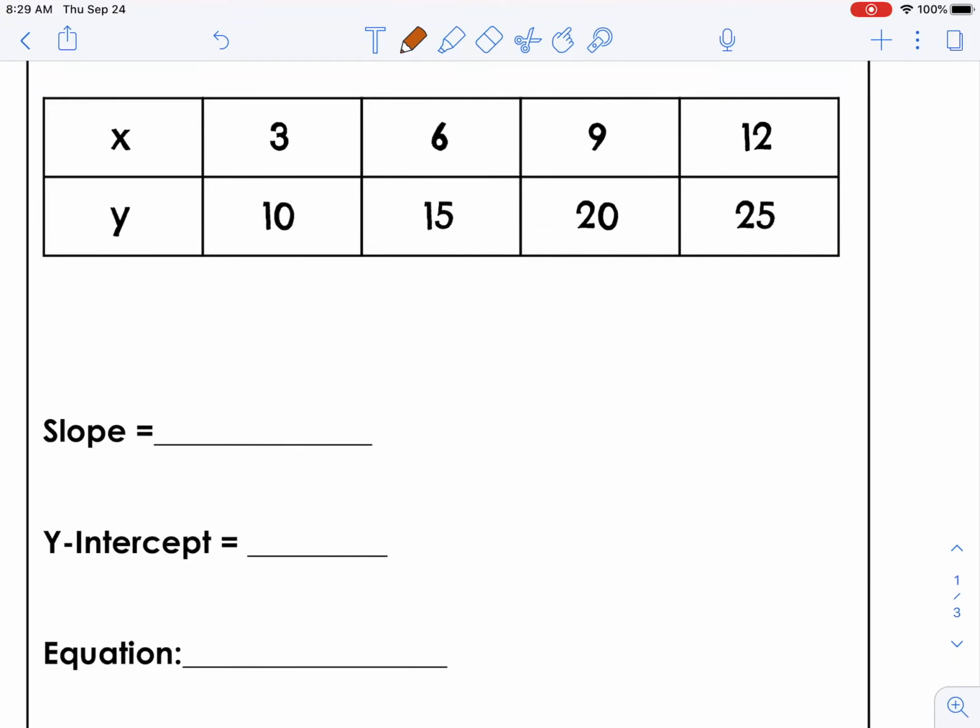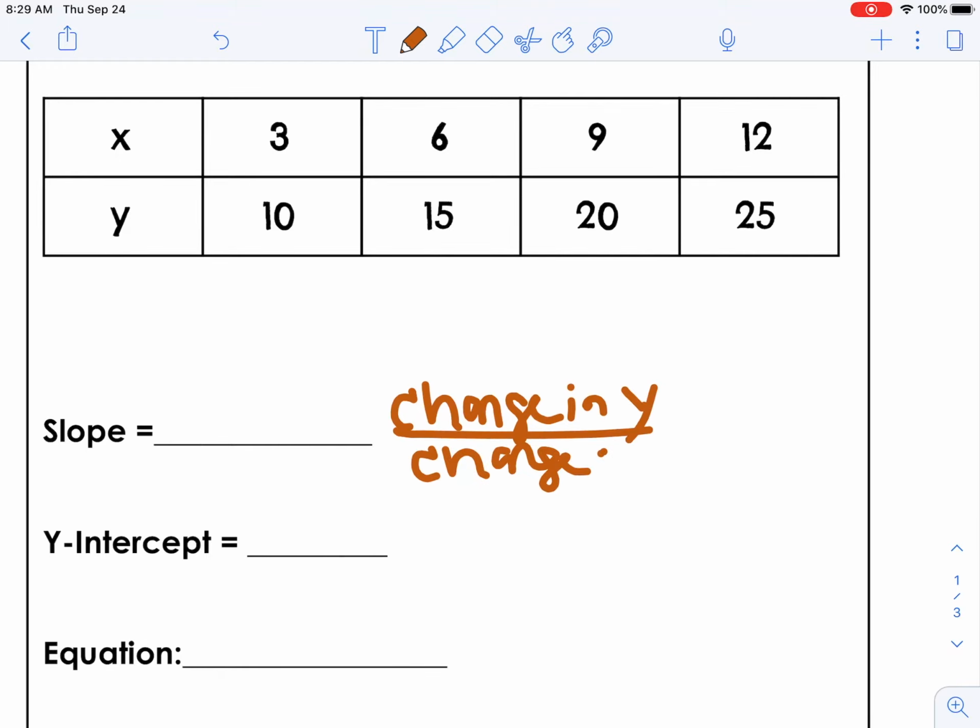We're going to write the equation in slope-intercept form from this table. So the first thing that we have to do is actually find the slope. Your slope is your change in y's divided by the change in x. So let's find the change in y's first. Notice your y's are at the bottom of this table.